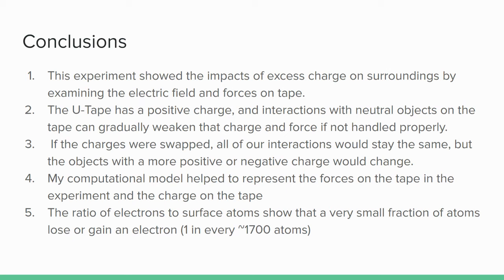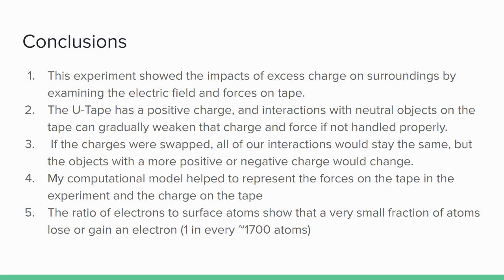So some final conclusions that I reached with this lab were that the experiment showed the impacts of excess charge on surroundings by examining the electric field and electric forces on the tape. The tape has a positive charge, and interactions with neutral objects can gradually weaken that charge and force if not handled properly, which is why it's very important to hold the tape on its side instead of in the middle. If the charges were swapped, so electrons had a positive charge and protons had a negative charge, the interactions would stay pretty much the same, but which objects are more positive or negative would change.